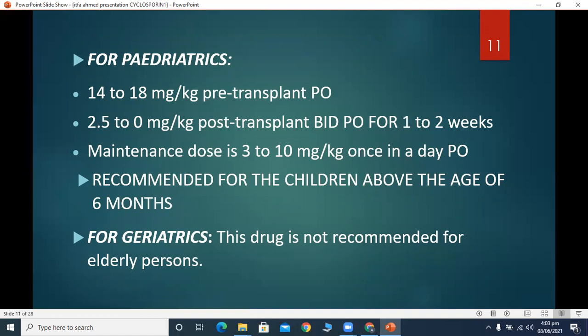For geriatrics, this drug is not recommended for elderly patients because it is such a toxic drug that it can cause harm to other organs in elderly patients, as they are more vulnerable and have a weak immune system and a weak body.